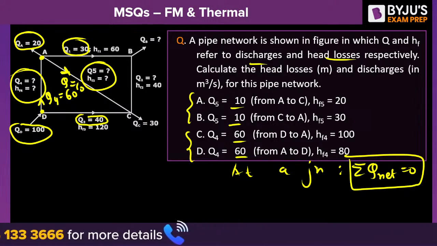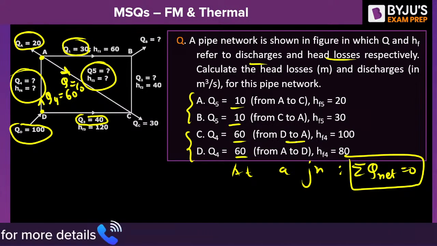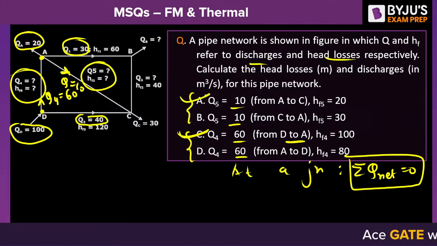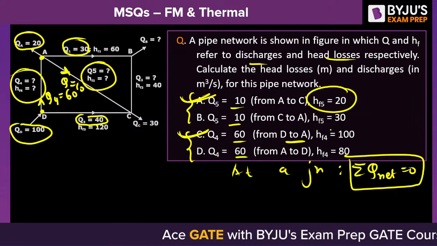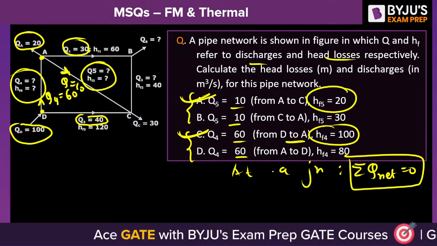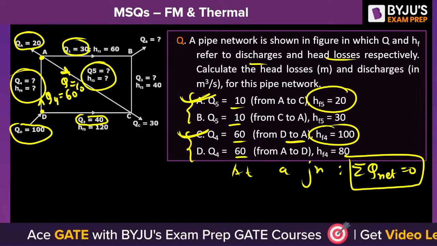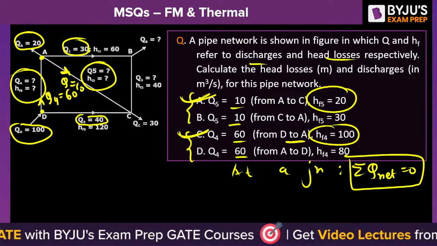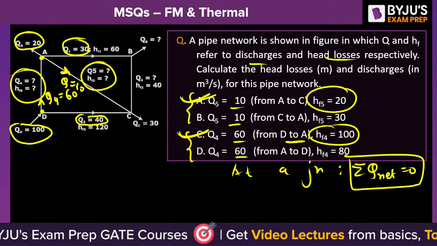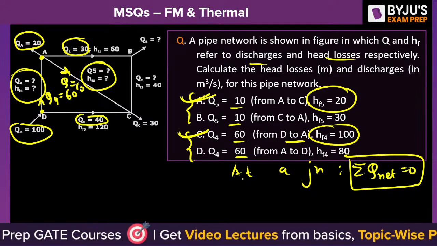For Q4 the direction of flow is D to A, and for Q5 the direction of flow will be from A to C. So A and C will be the correct answer, isn't it? No need to find out H5 and H4. Without calculating H5 and H4, we can find out the answer to this question, A and C. Let us try to find out. I hope this is clear.